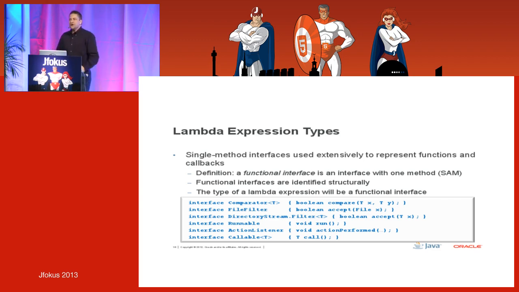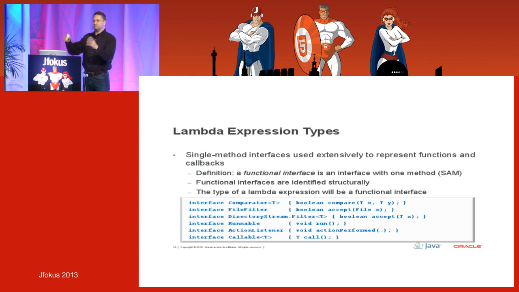The way that these are identified is structurally. So the compiler will figure out what that type actually is in terms of its signature. So you pass in a number of parameters. There is a return type which could be inferred by the compiler.